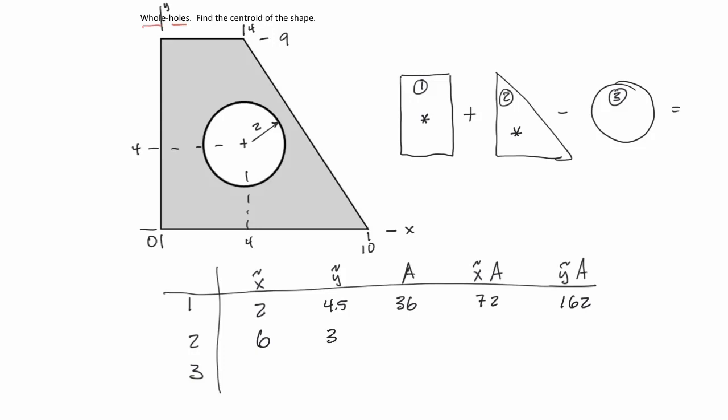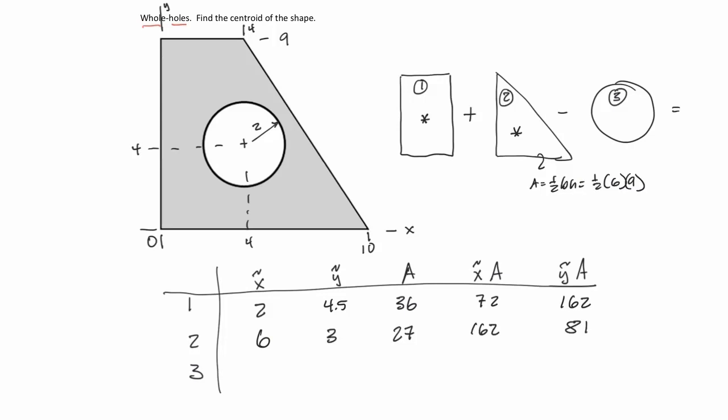What's the area? The area is 1/2 BH. A is equal to 1/2 BH. So that's going to be equal to 1/2 times 6 times 9. So that's going to be equal to 27. All right, multiplying those out, I got 162 and 81.